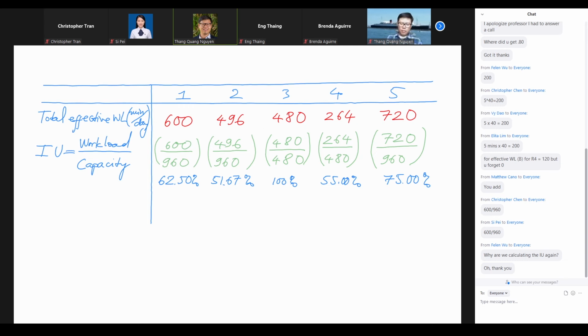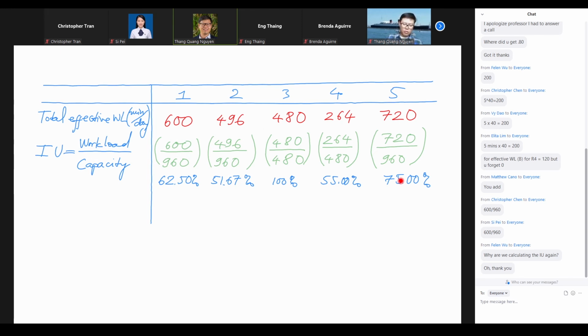Okay, so it says the following. Now we scale the demand out to be 80% of the original demand. Then the new workload at station number 1 is 62% of the capacity of 1. The new demand is 51% of the capacity at 2. The new demand is 100% of the capacity at 3. And at 4 and 5, 55% and 75%.